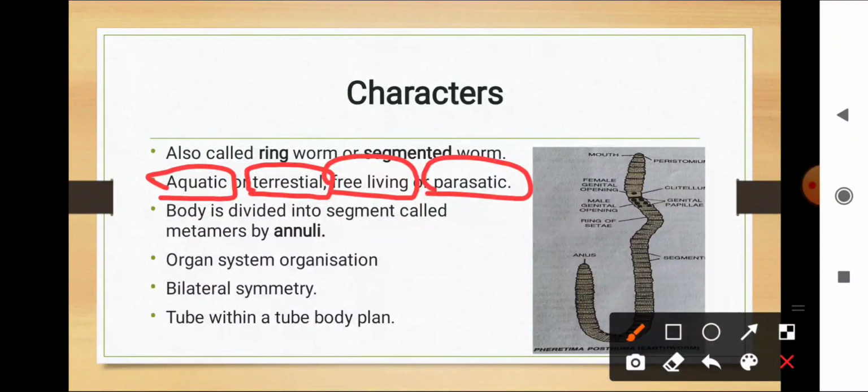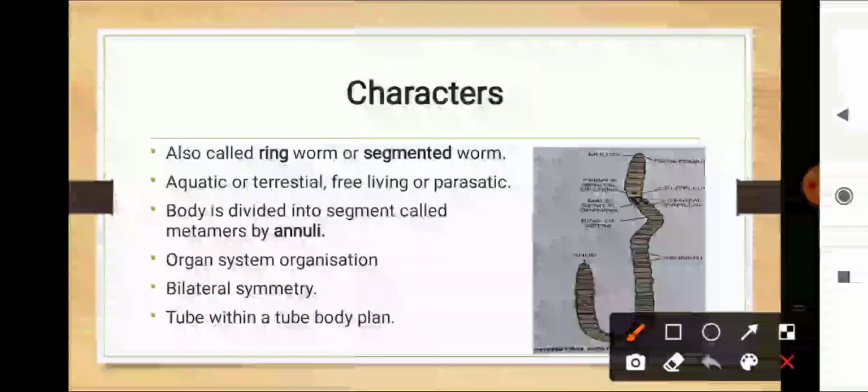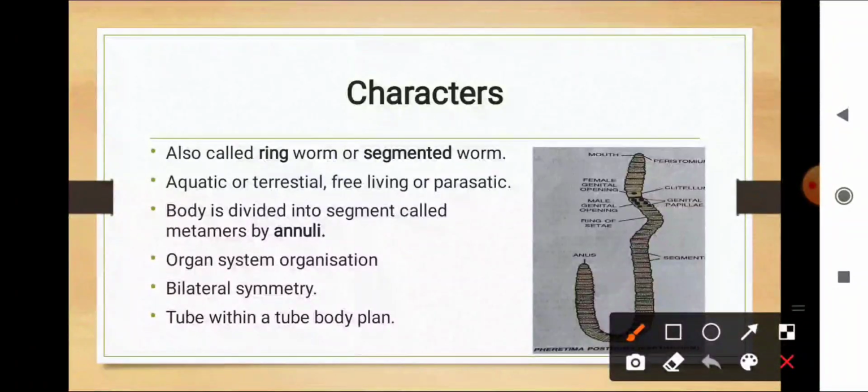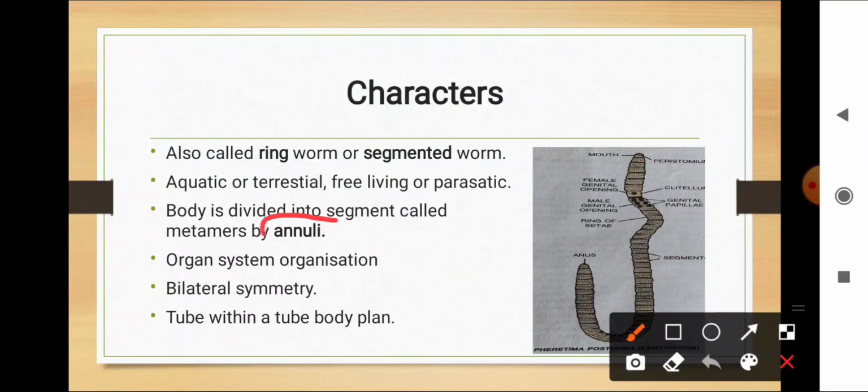If we look at the body, we can divide the body into segments, and each segment is known as a metamere. This is one metamere. We can call it a segment, or another term for segment is metamere. The segmentation is due to the presence of annuli.